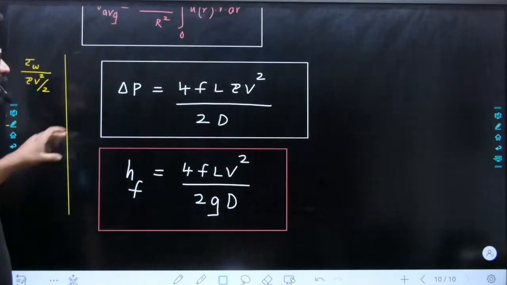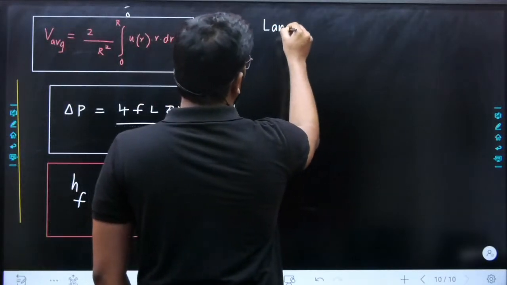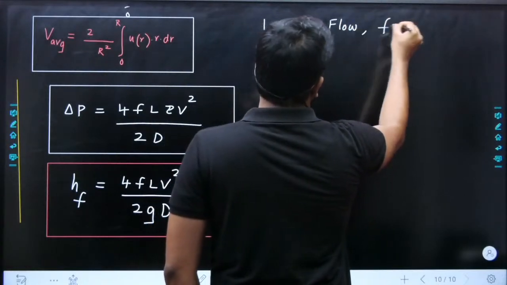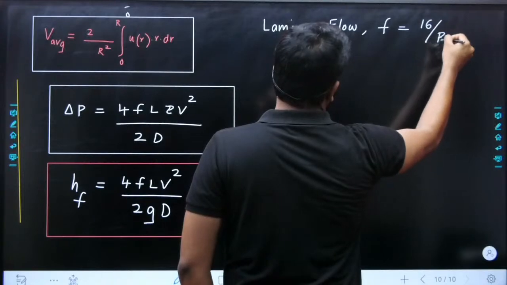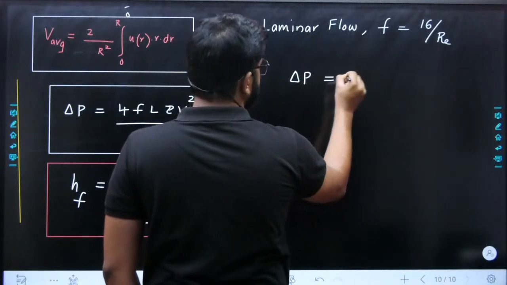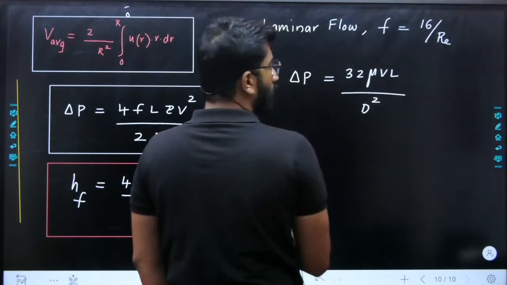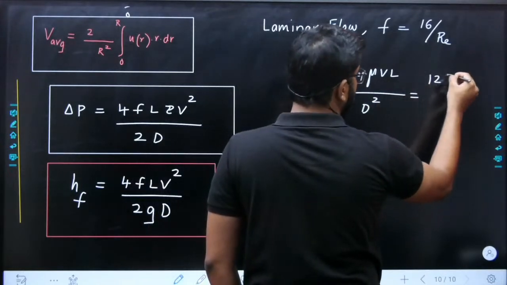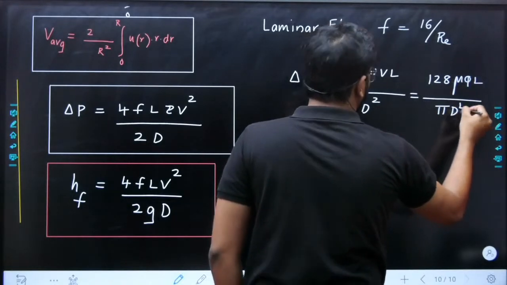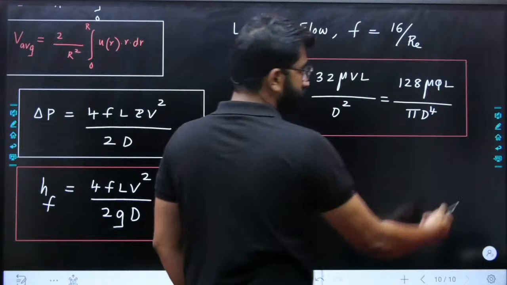What happens if it is laminar? For laminar flow, what is the change? If it is a laminar flow, your Fanning friction factor is 16 divided by Reynolds number. So when we substitute, delta P is 32 mu V L divided by D square, or this is also equal to 128 mu Q L divided by pi d power 4. So this is your famous Hagen-Poiseuille equation.